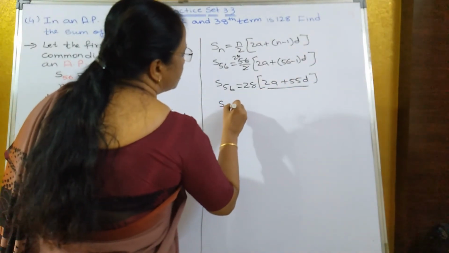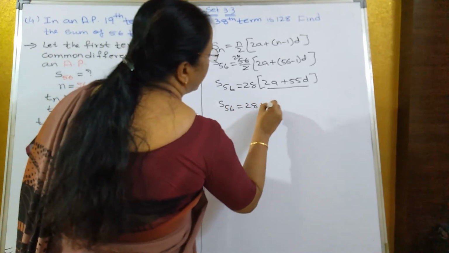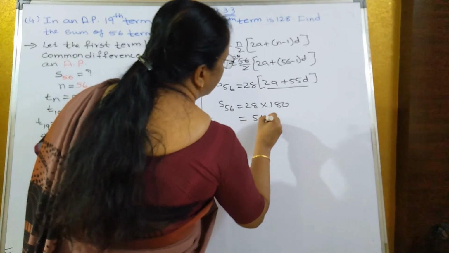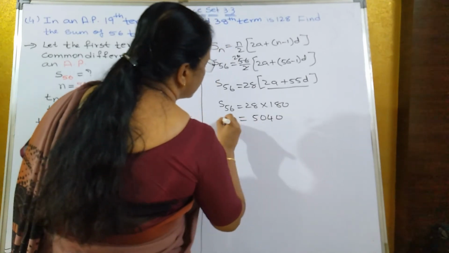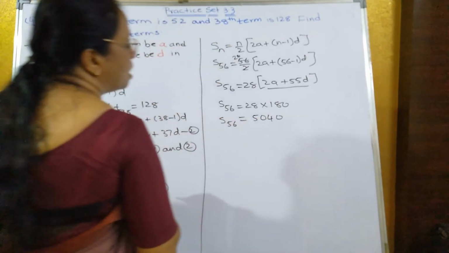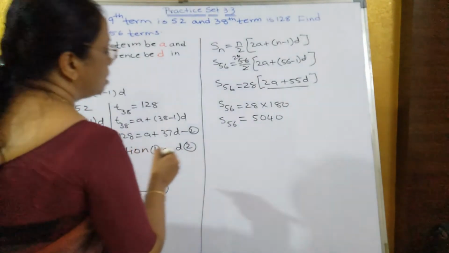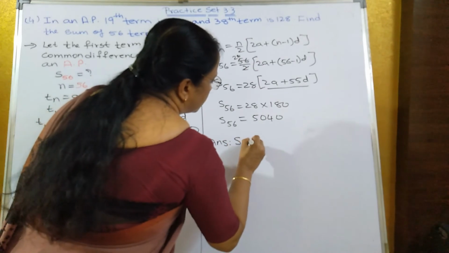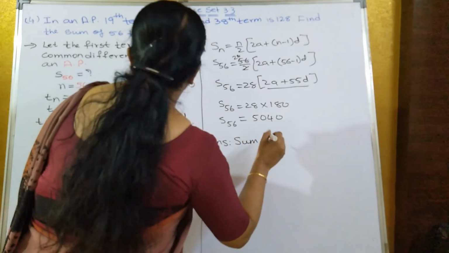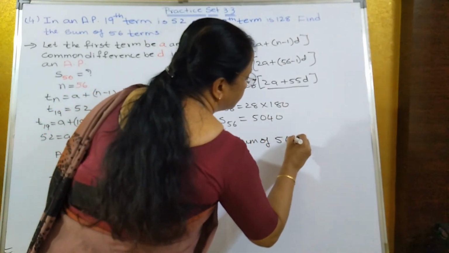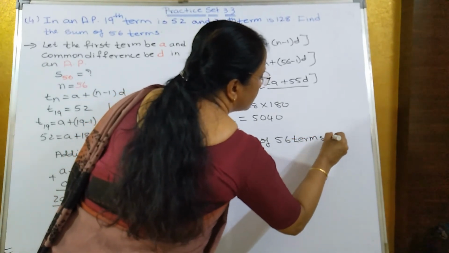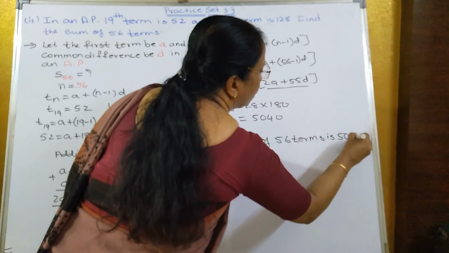So S56 is equal to 28 into 180. When you multiply this, you'll get 5040. So S56 is equal to how much? 5040. So the sum of 56 terms is 5040.